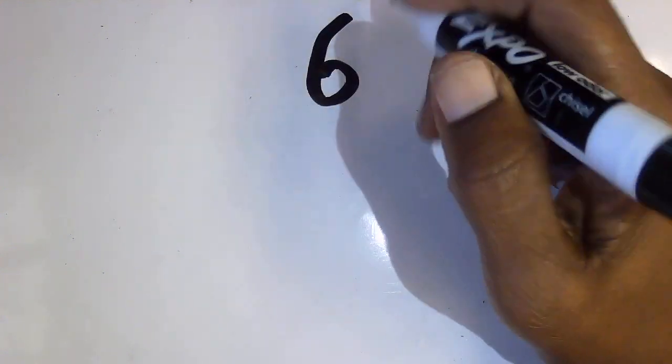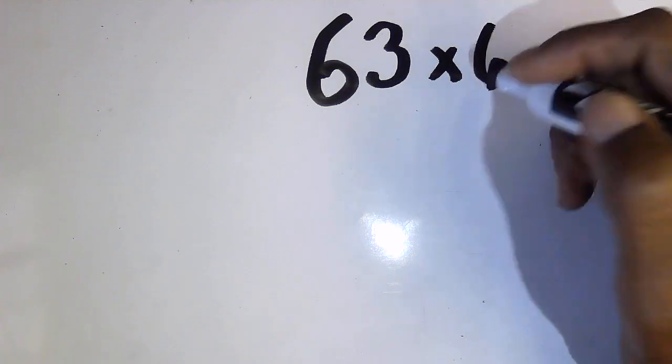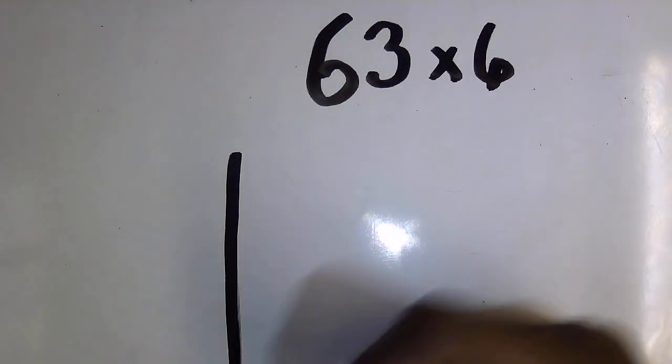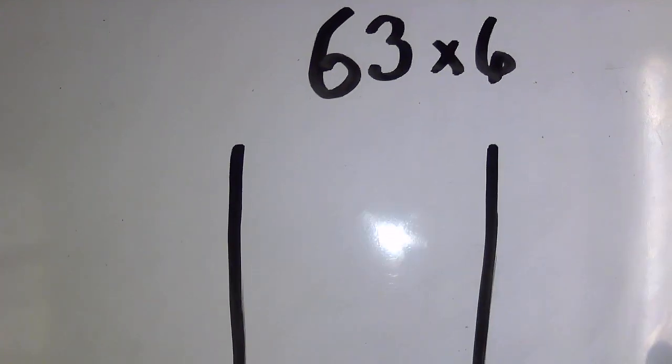Good day. We are continuing to use the three different strategies: the area model, standard model, and the distributive property to multiply a two-digit by one-digit number. And here we go. So I have the number 63 times 6, and I'm going to split my board up. I'm going to do two lines to give me three parts, and we're going to solve it.